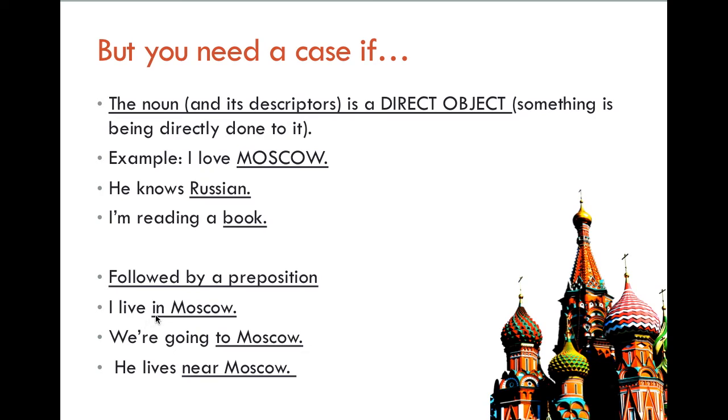Okay, so for example, some examples of prepositions. I live in Moscow. So Moscow is the thing that it's in, so that would get a case in Russian. We're going to Moscow. To Moscow comes after to. That would get a case in Russian, okay? He lives near, there's our preposition, Moscow. So Moscow here would get a different case. So this would get one case. This would get another case. This would get another case. And you're just memorizing that.